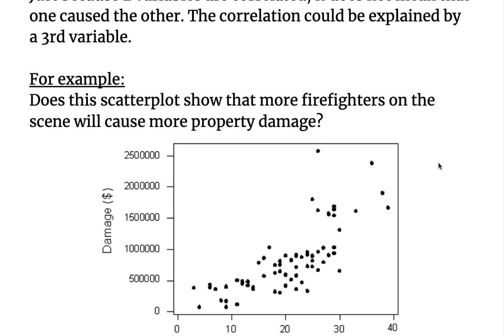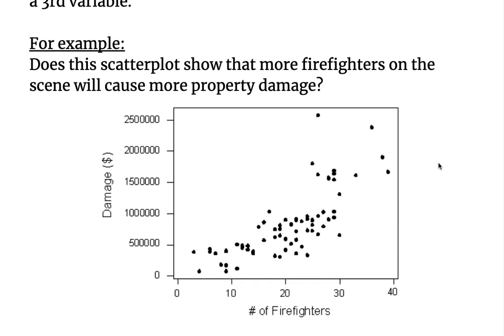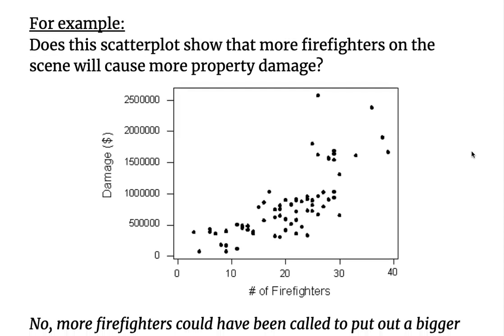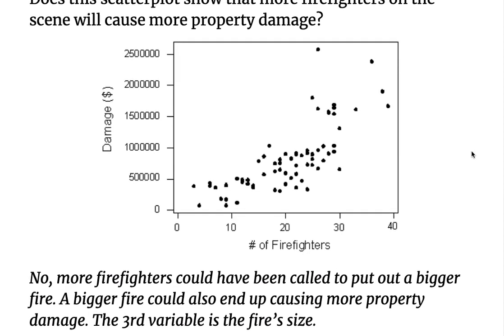There could be a third variable. Think to yourself what that third variable in this scenario might be. What else could be causing both the number of firefighters to go up and the amount of property damage to go up? You should have probably said something like this, that the third variable could be the fire size. More firefighters could have been called to put out a bigger fire. A bigger fire could also end up possibly causing more property damage. So the third variable that's causing both of these to go up at the same time is the fire's size.